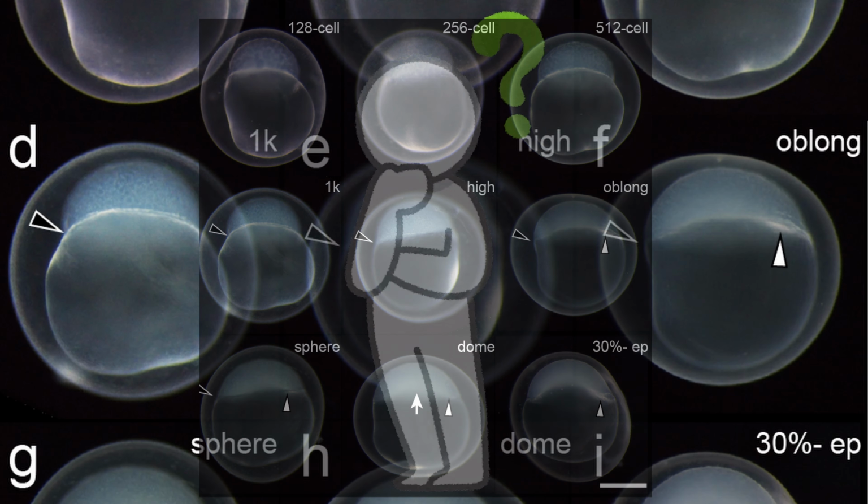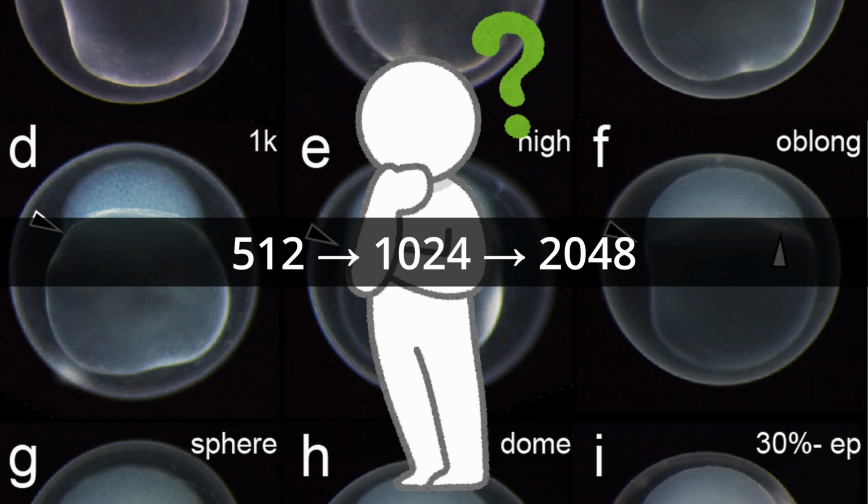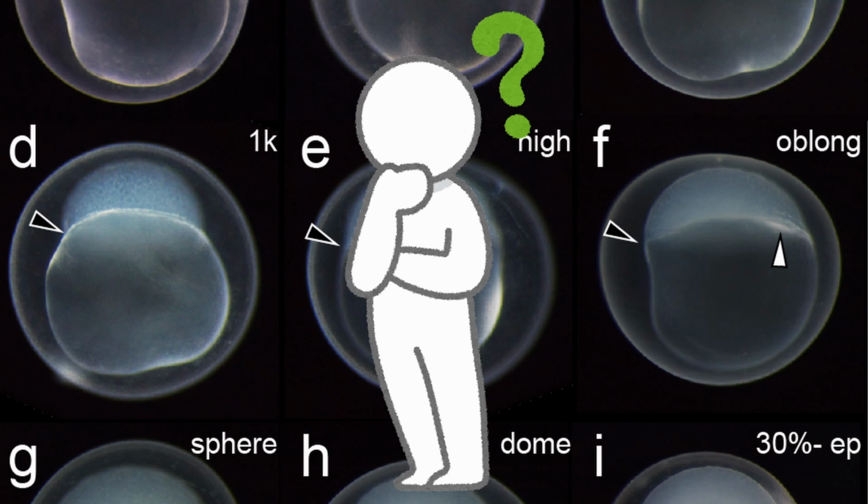Some might think if the cells double, then 512 will become 1024 and then 2048. However, it is not that simple.